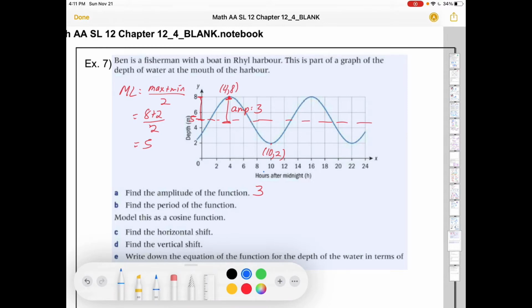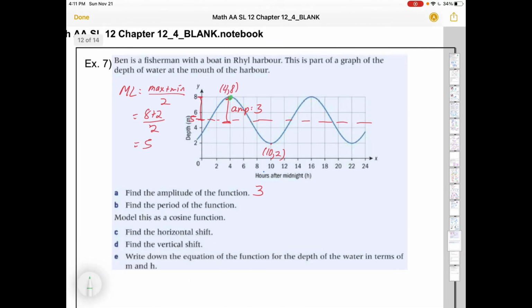Find the period of the function. The easiest way to find the period of the function is to sketch a full cycle. And you want to choose values that are hard to mess up. So if it were me, I would go from the top of the function to wherever it goes back to its max. And I'm asking myself, how wide is that? I started at an x value of 4, ended at 16. The period must be 12.